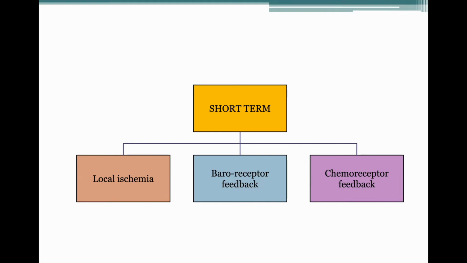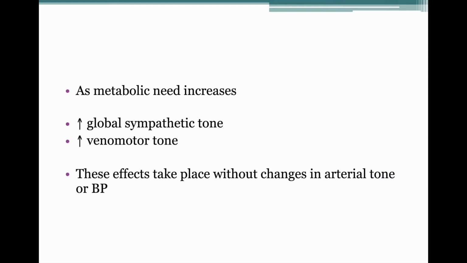local ischemia, baroreceptor feedback, or chemoreceptor feedback. Let's see them one by one. So as the metabolic need of an organ increases, before the arteriolar tone changes, there is an increase in global sympathetic tone and an increase of the venomotor tone. That is to increase the transmural pressure from the arterial to the venous side. So the venomotor tone is increased so that the organ perfusion takes place. The back pressure, critical pressure, we will discuss that again later. These effects take place without changes in the arterial tone or BP.